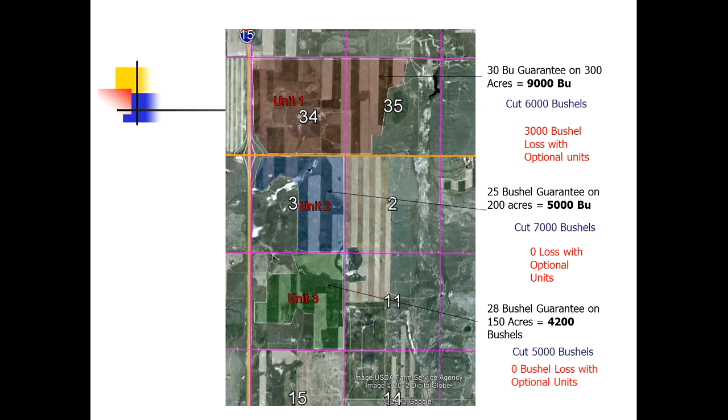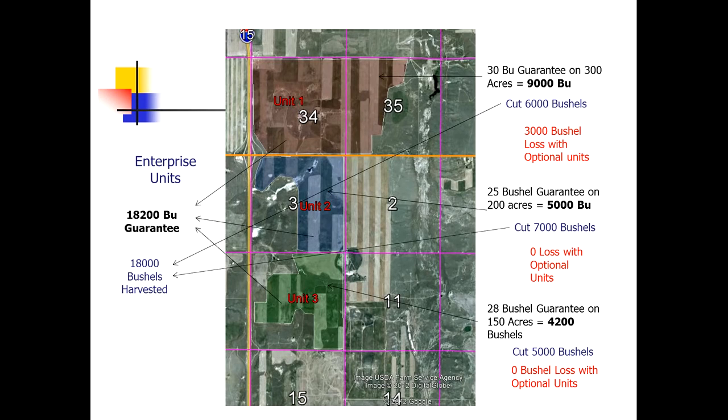Same thing on the last one. We had a 4,200 bushel guarantee on unit 3. We cut 5,000 bushels, so we didn't get a loss payment on optional units on there as well. If we have enterprise units, it's going to take all 3 of these units and throw them together into one big pot for the guarantee first. So in this scenario, we had an 18,200 bushel guarantee. We cut 6,000 plus 7,000 plus 5,000 bushels.